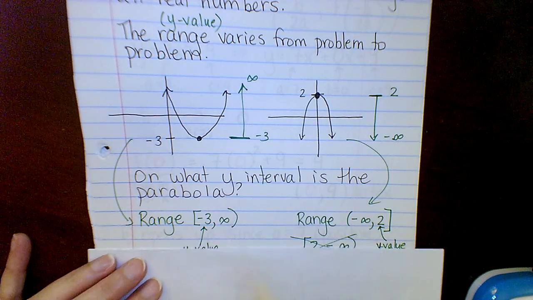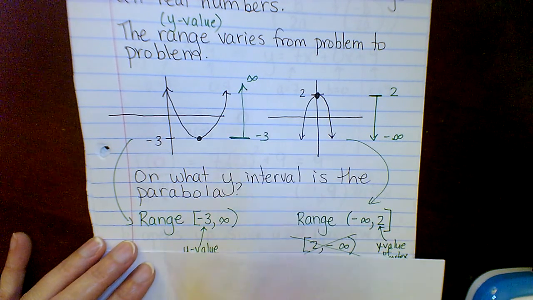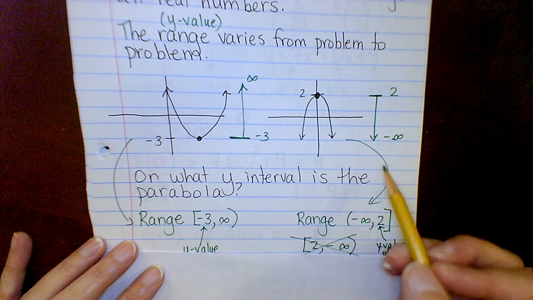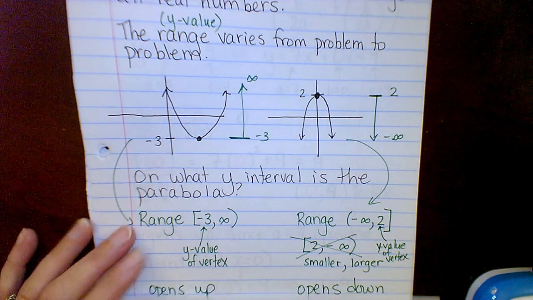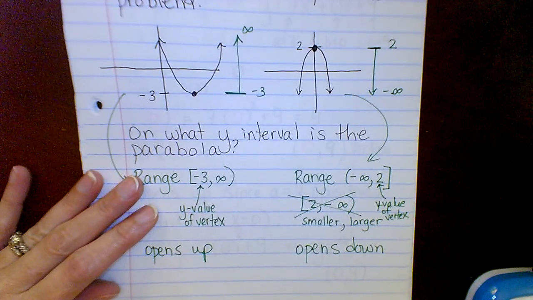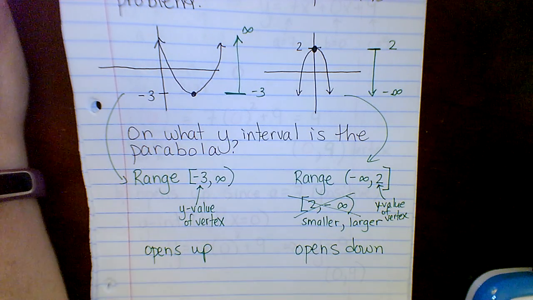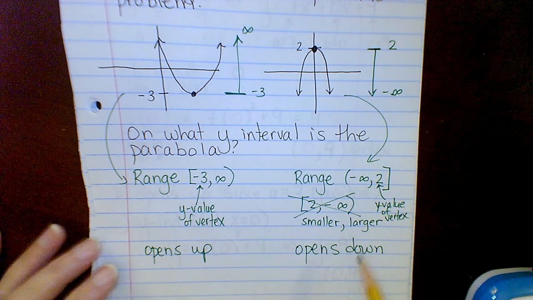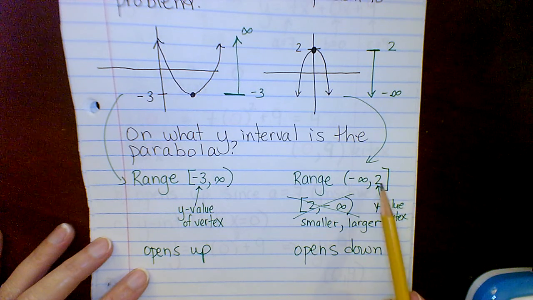So we say that for this one, the range is -3 to infinity. For this one, the range is -infinity to 2. Remember with interval notation that it's always smaller, larger. So you don't want to put 2, -infinity. You always want to say smaller, larger.